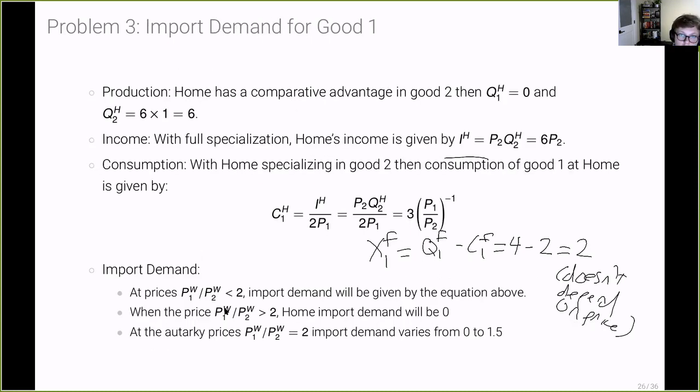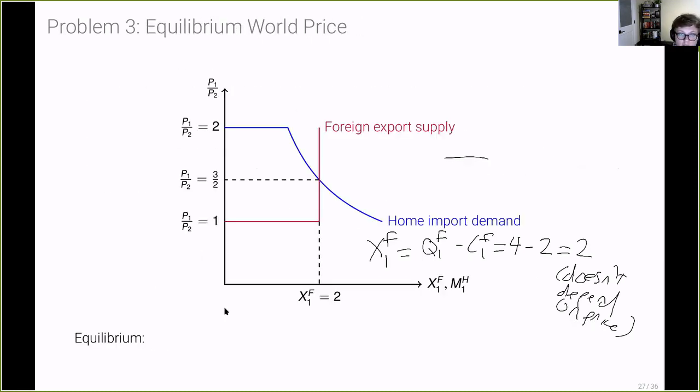And so just going to the graph, as long as we're in this region here, where the relative price of good 1 is greater than 1, this is the region in which foreign has a comparative advantage in good 1.